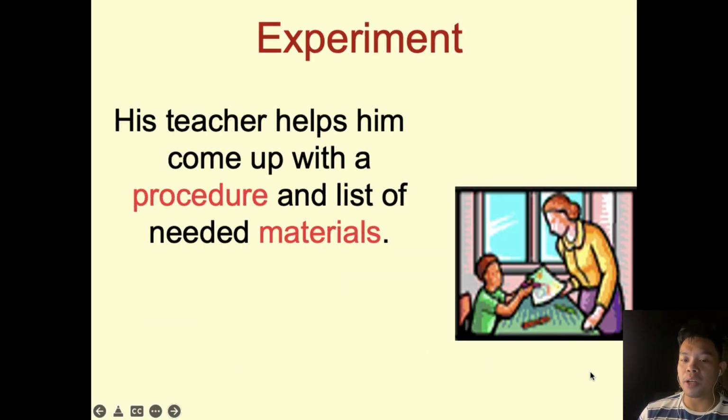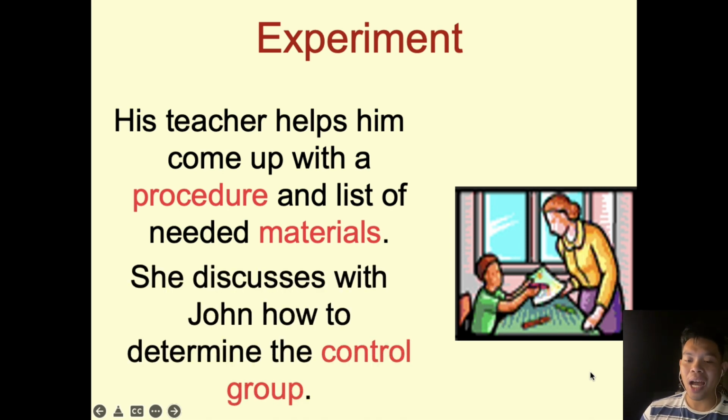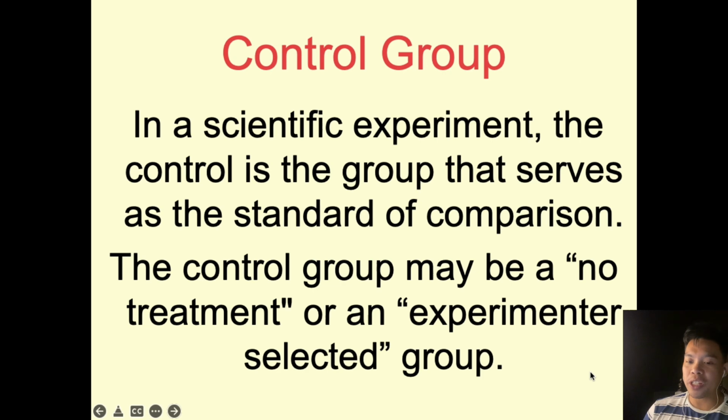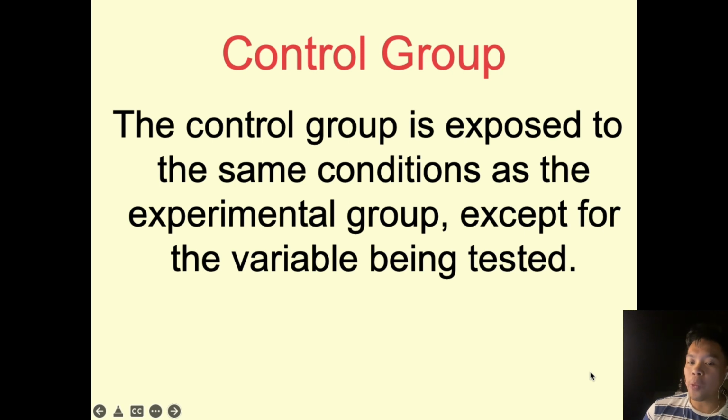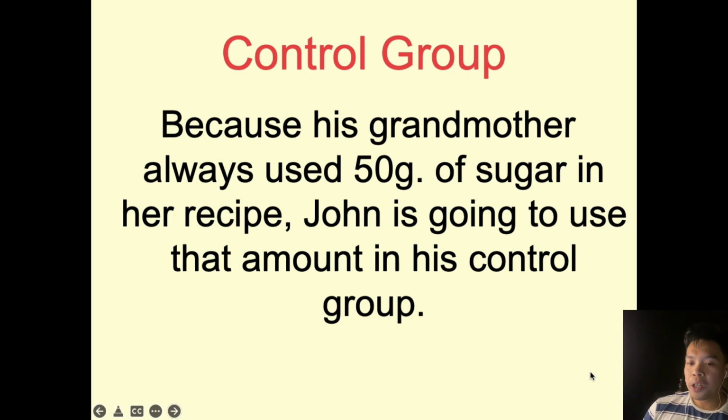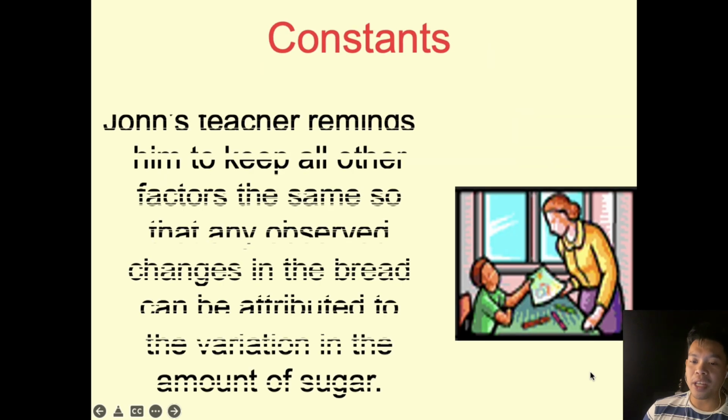His teacher helps him come up with a procedure and list of the needed materials. She discusses with John how to determine the control group. In scientific experiment, the control is a group that serves as a standard of comparison. The control group may be a no treatment or an experimenter selected group. A control group is exposed to the same conditions as experimental group, except for the variable being tested. Remember that all experiments should have a control group. Because his grandmother always used 50 grams of sugar in her recipe, John is going to use the amount in his control group.